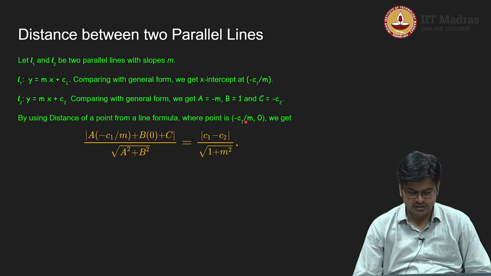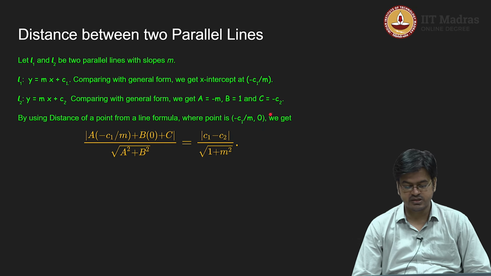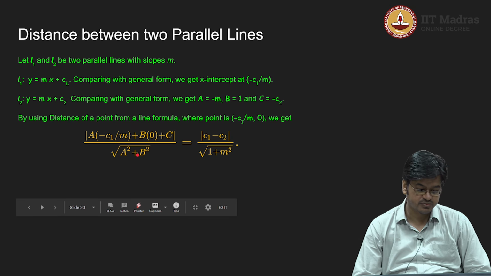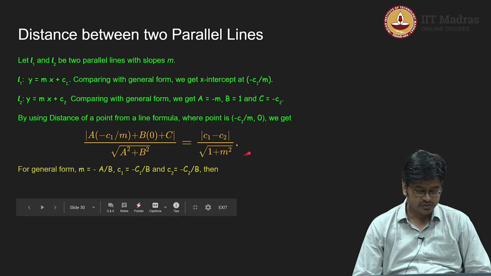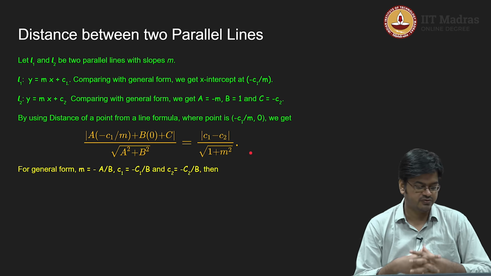So, my point x1 is minus c1 by m substituted here, y1 is 0 substituted here, you will get the formula to be equal to c1 minus c2 upon square root of a square plus b square. So, in this case a square plus b square, b was 1, a is minus m, so it is 1 plus m square. Now, you can actually identify this formula in the general equation form also.